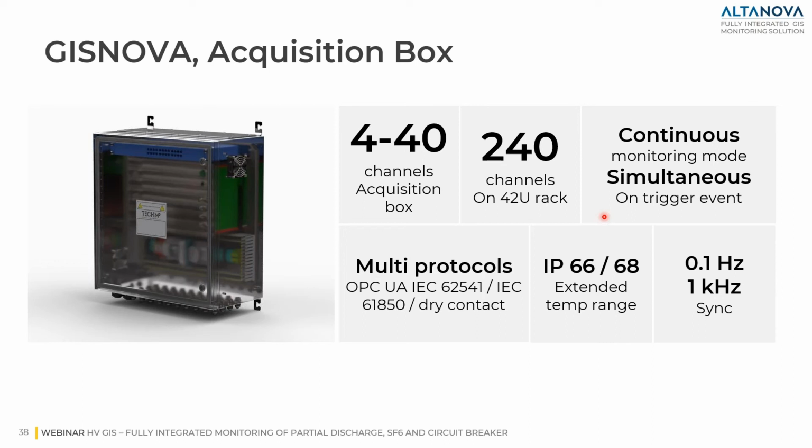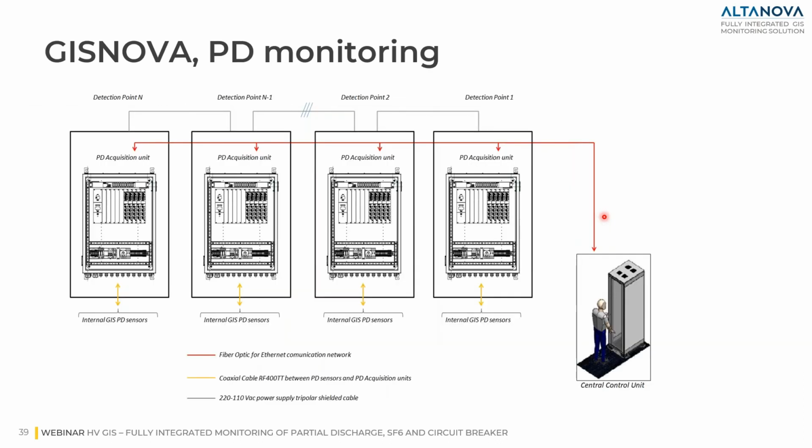And on the acquisition unit, we have embedded OPC UA, IEC 62541, IEC 61850, and dry contacts protocols. So we have a multi-protocol device. And here you can see an example of a layout using 4 acquisition boxes connected to each other by a fiber optic to the central unit. So we can easily reach configurations with hundreds of PD channels.